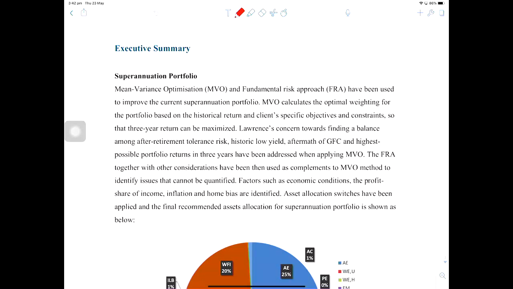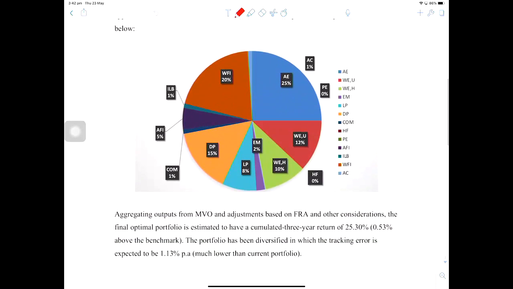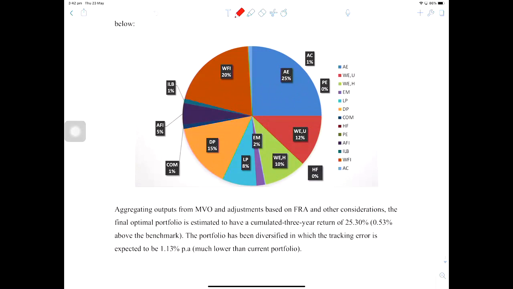So you should be okay with the first paragraph. Let's move on to the rest of the page. So there will be a pie chart and a little bit of discussion of the expected portfolio outcome.